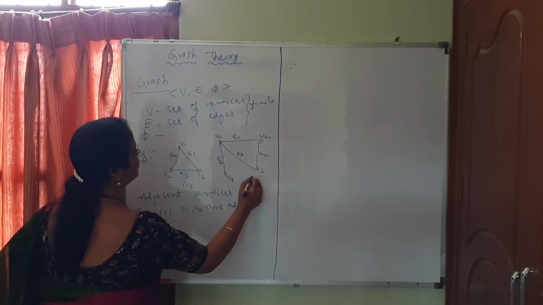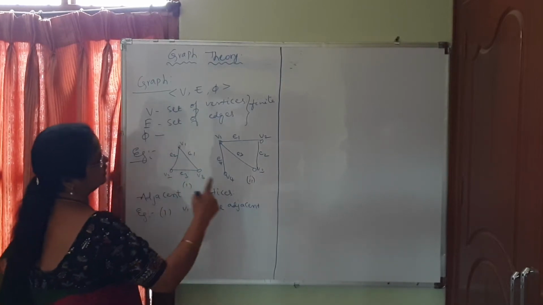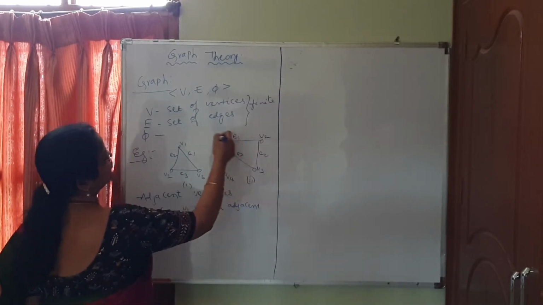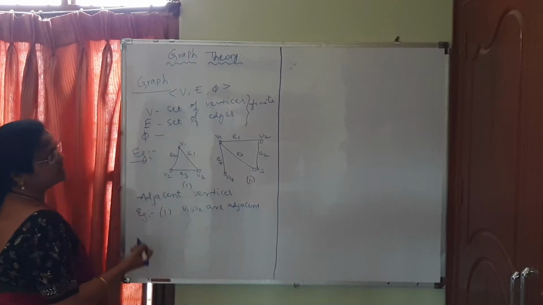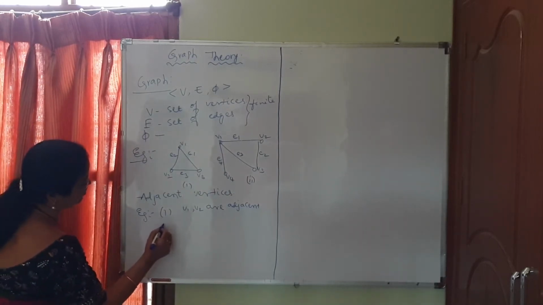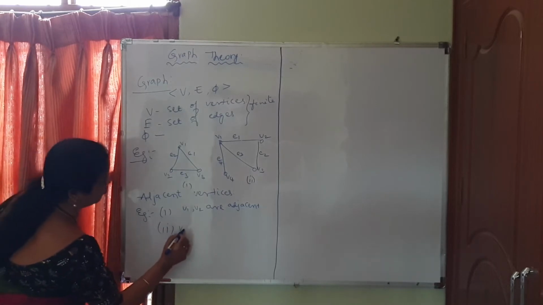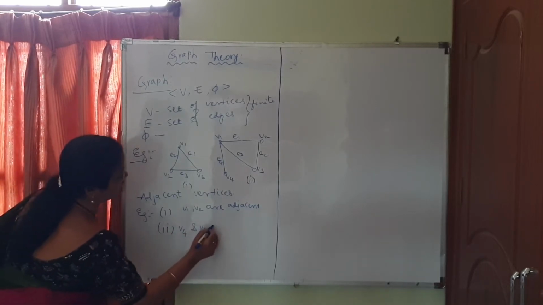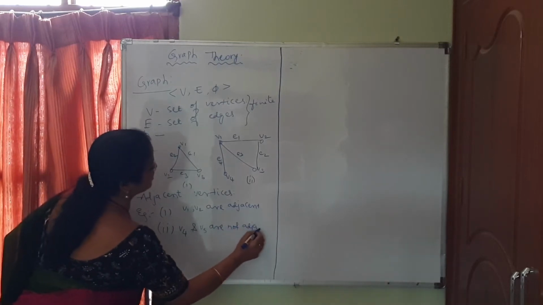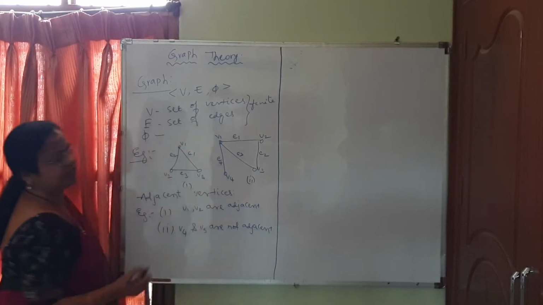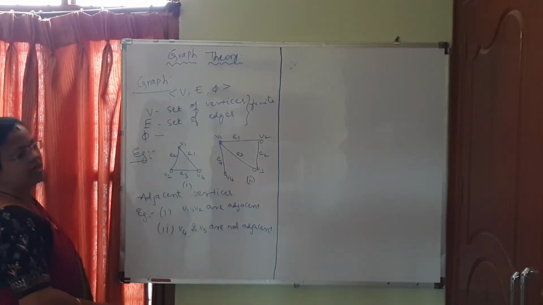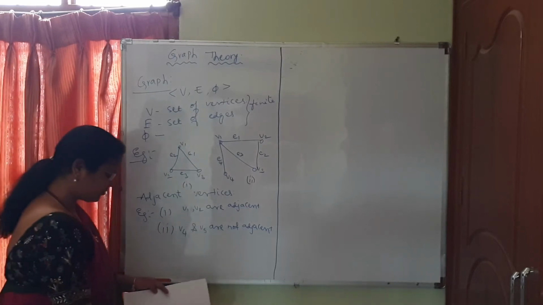And this is another example here. In the second example, we can say that V2, V3, V1, V2, V1, V3, V1, V4 are all adjacent vertices. Whereas V4 and V3 are not adjacent. Why are they not adjacent? Because they are not connected by an edge. So we can say that these two vertices are not adjacent to each other.